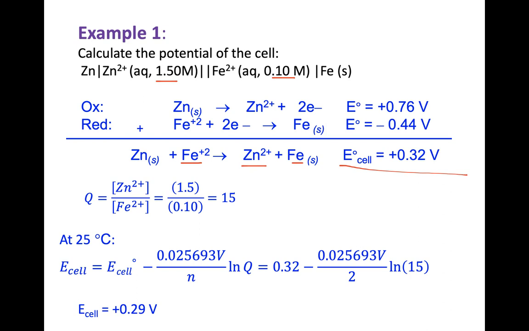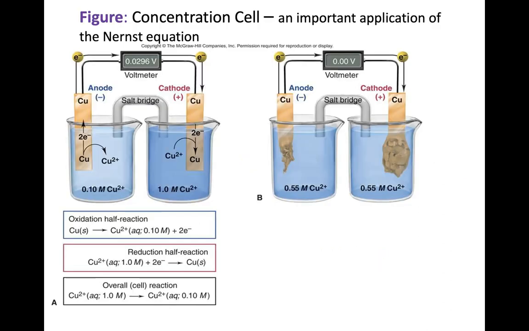So this could be useful if we were trying to think of different concentrations and if we want to get more energy or less energy out of a particular cell, using the Nernst equation can be really helpful. Another thing that the Nernst equation is often used for is calculating concentrations. And to calculate concentrations, we use what's called a concentration cell. And it's a really important application of this.